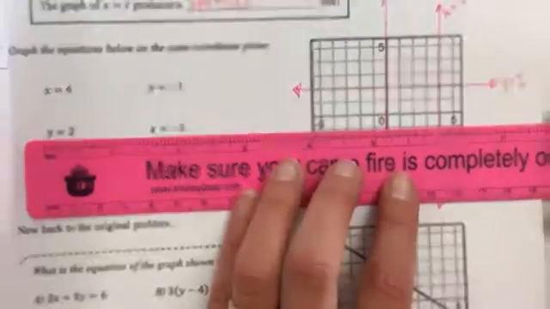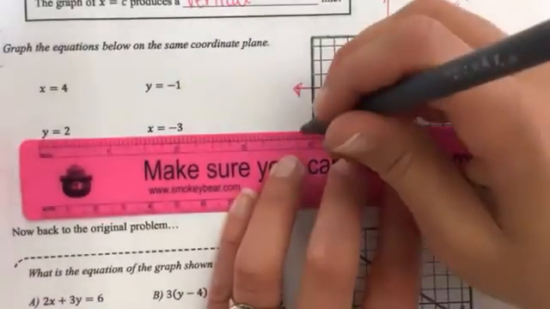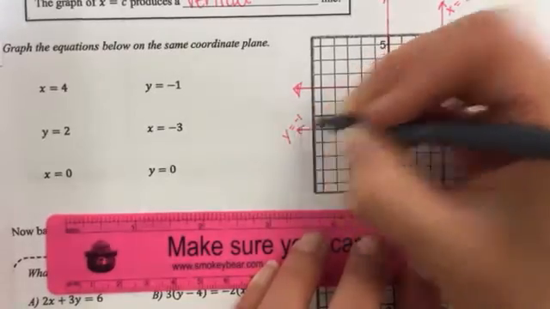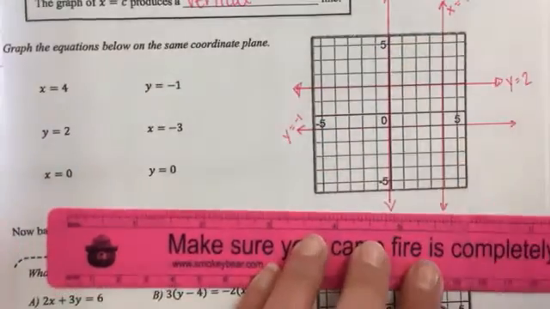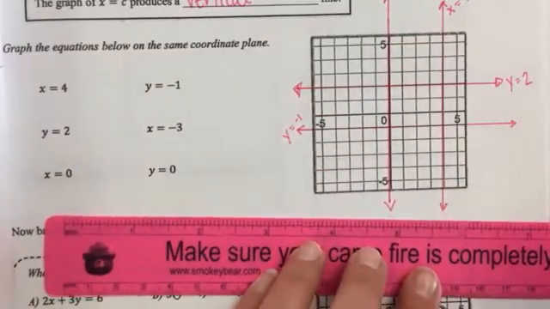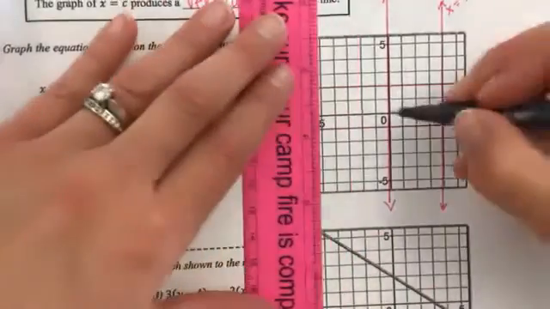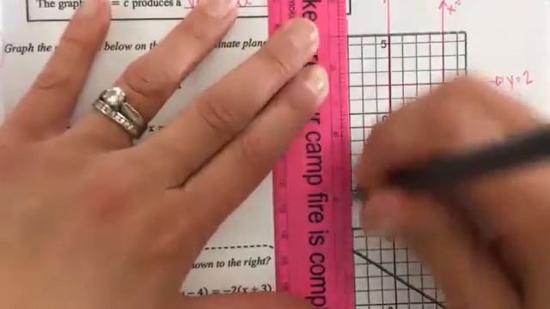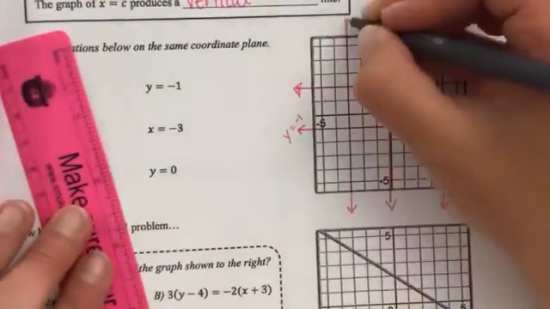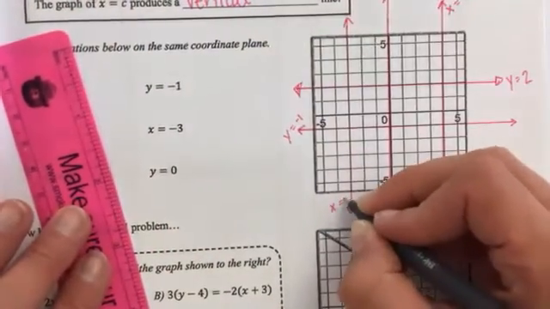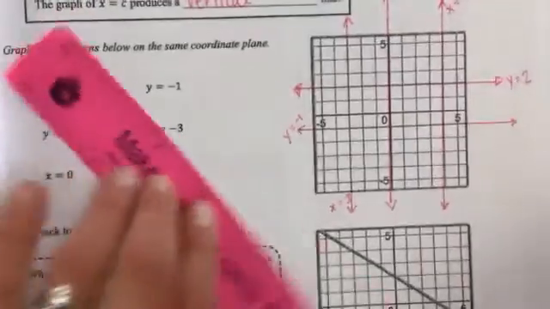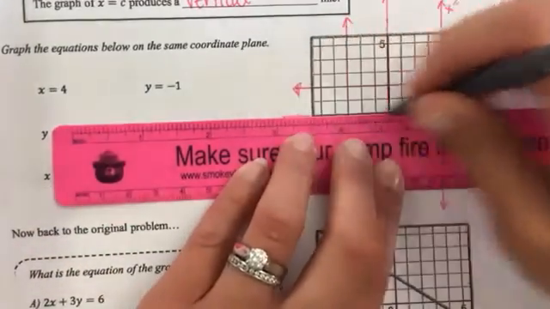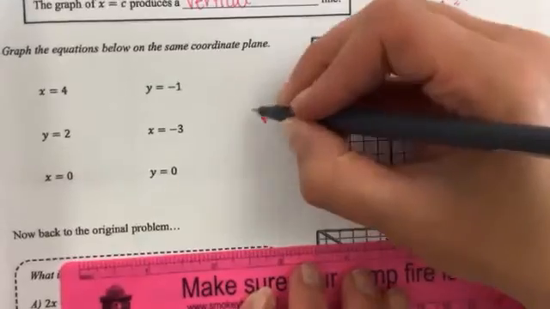Y equals -1. It crosses the y-axis at -1. X equals -3, crosses the x-axis, 1, 2, 3, at -3. So this is x equals -3. Last one is y equals 0. That's a horizontal line crossing the y-axis at 0.